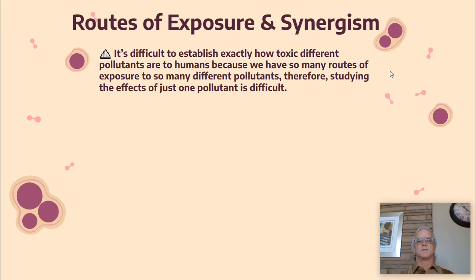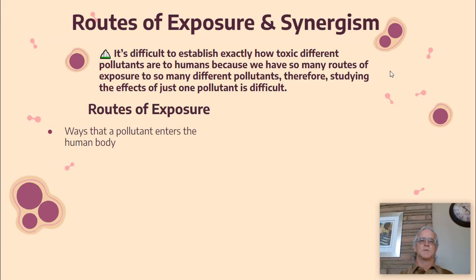Relative exposure and synergism. It's difficult to establish exactly how toxic different pollutants are to humans because we have so many ways, or routes of exposure, to so many different pollutants. Therefore, studying the effects of just one pollutant is extremely difficult. So what are some of the routes?